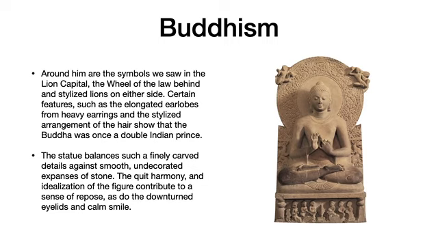Around him are symbols we saw in the lion capital, the wheel of the law behind and stylized lines on either side. Certain features such as the elongated earlobes from heavy earrings and the stylized arrangement of the hair show that the Buddha was once a double Indian prince. The statue balances such finely carved details against smooth, undecorated expanses of stone. The quiet harmony and idealization of the figure contribute to a sense of repose, as do the downturned eyelids and calm smile.